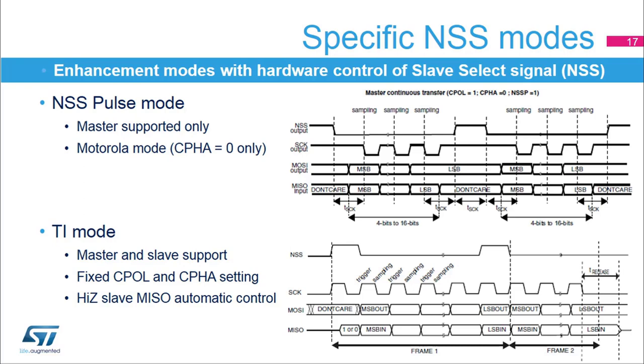Another enhanced mode is the TI mode, where the data flow is synchronized by the NSS pulses provided by the master on the last bit of data. The clock polarity and phase configuration is fixed, and the slave data output is automatically switched into high impedance when the bus traffic stops and on a specific configurable timeout.